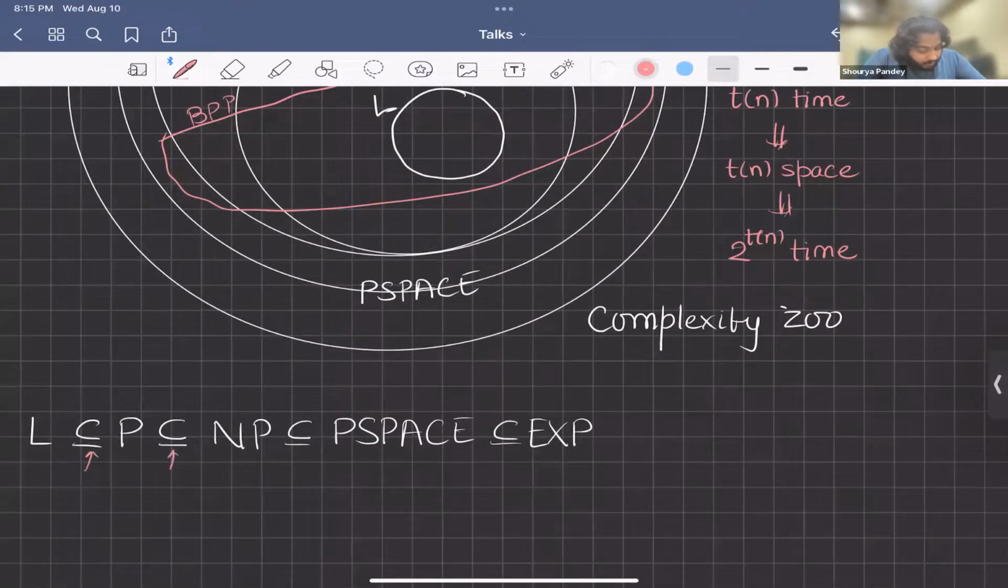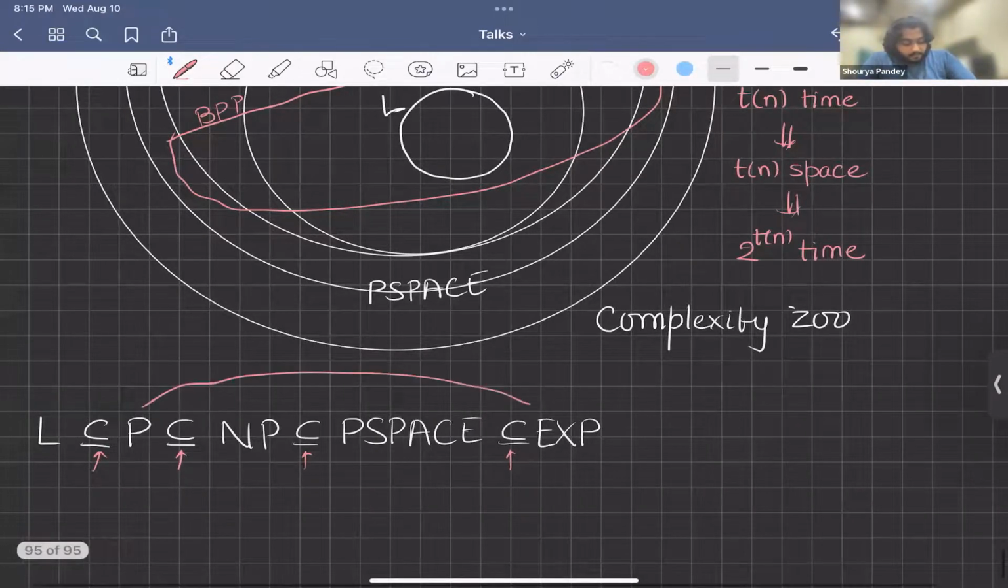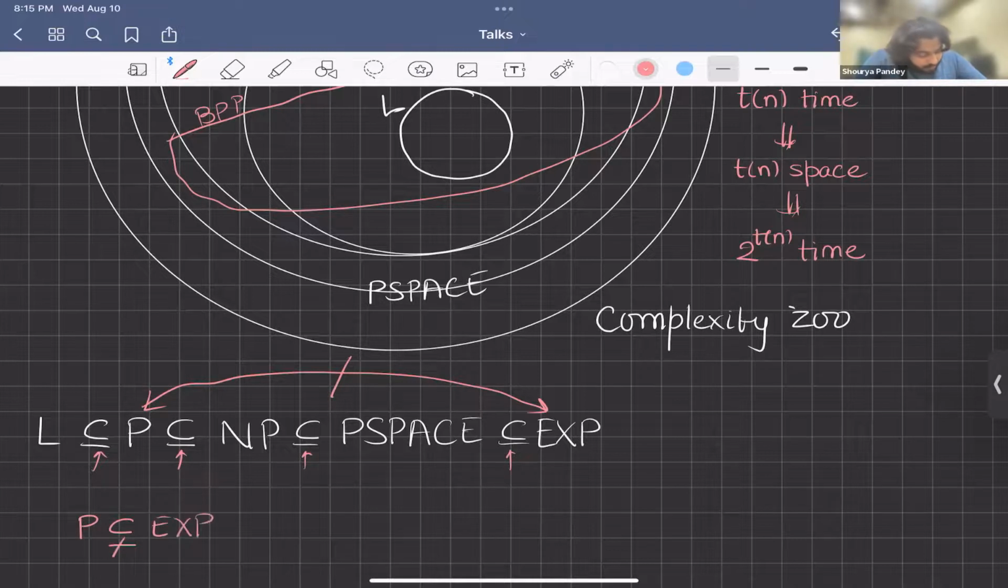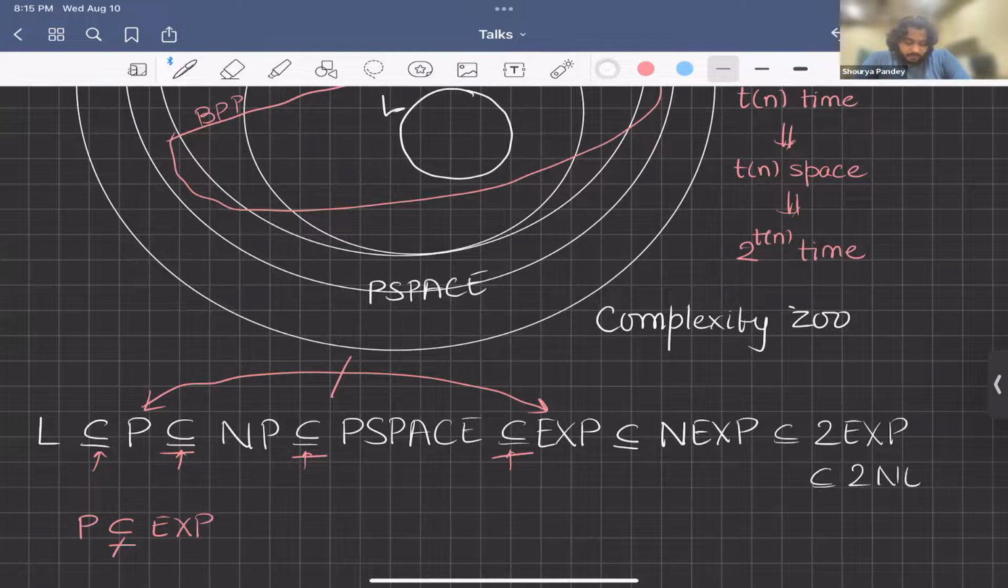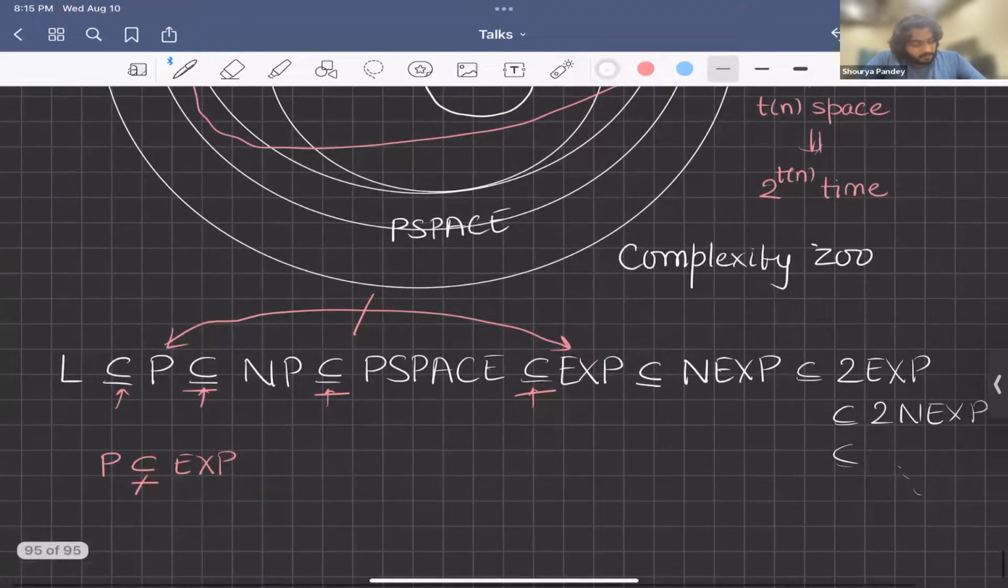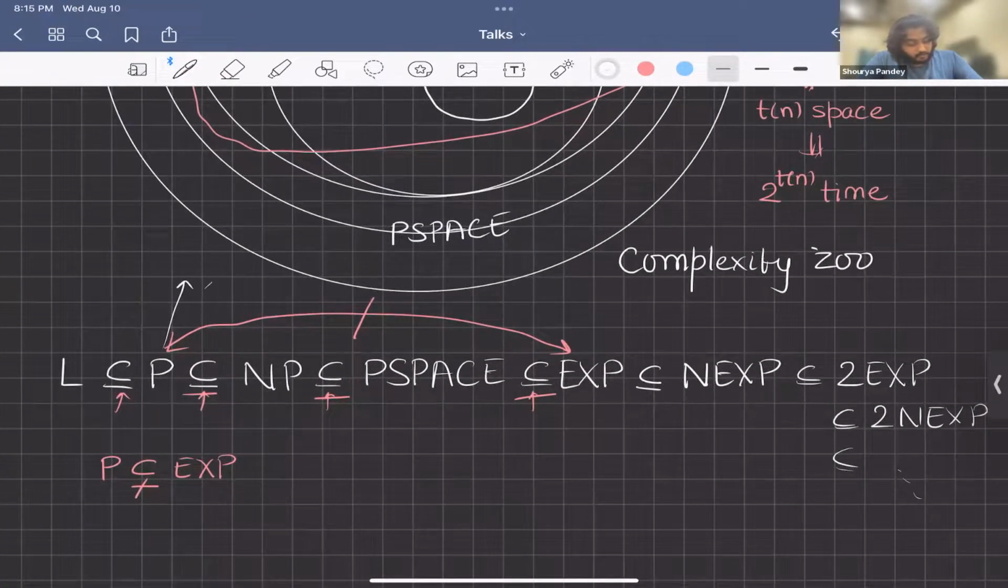And the surprising thing is that we don't know whether any of these inclusions is strict or not. The best we know is that P is not equal to X. So we know that P is strictly contained in X. And so we know that either this is strict or this is strict or this is strict. We don't know which one. So then we have even more generalizations like NX and then EEX, then EENX, etc. And then we have this hierarchy, and there are sort of branches to it.